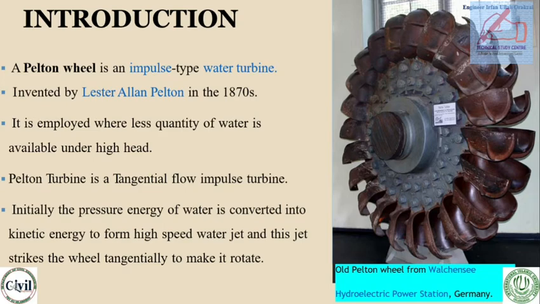The Pelton wheel is a tangential flow impulse turbine, meaning the water comes tangentially to the buckets of the Pelton wheel. Initially, the pressure energy of water is converted into kinetic energy to form a high-speed water jet, and this jet strikes the wheel tangentially to make it rotate.